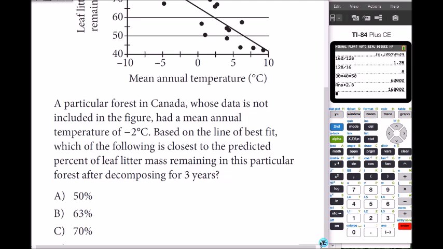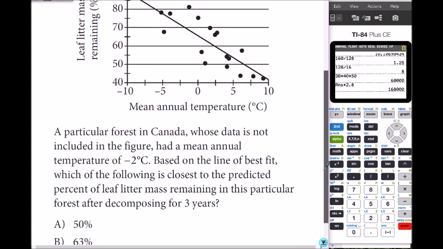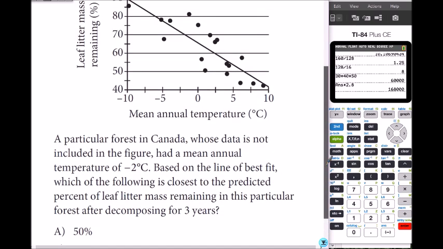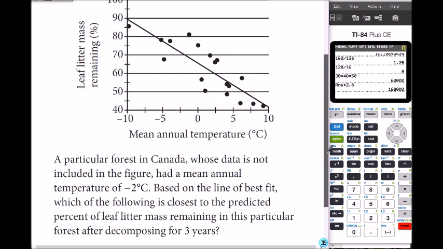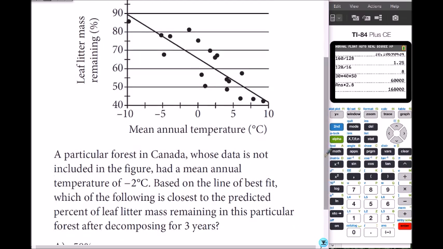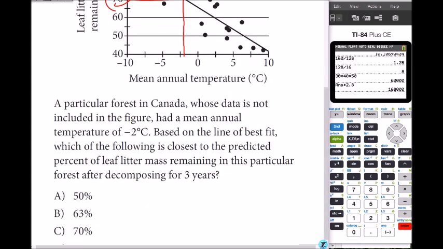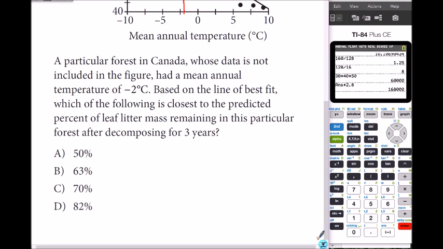A particular forest in Canada whose data is not included in the figure had a mean annual temperature of -2. Based on the line of best fit, which of the following is closest to the predicted percent leaf mass remaining after decomposing for 3 years? So you're looking for the mass remaining, the percentage, at -2. So here is -2.5, so negative here. So around 70%, right? So it is C, 70.